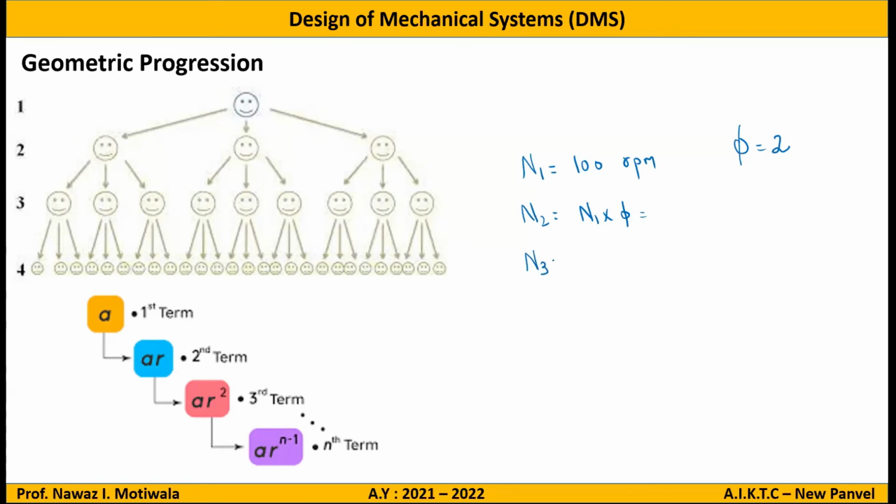Similarly, for n3, if you want to find out n3, you need to do n2 multiplied by phi, correct? n4 will be n3 multiplied by phi and n5 will be n4 multiplied by phi. And this n1 will be your n minimum speed and this n5 will be your n maximum speed. Any doubts? No, sir. Okay. So this is how you will proceed in the problem: first step is to find out speeds at various steps, starting from the minimum to maximum, and whatever progression you follow.